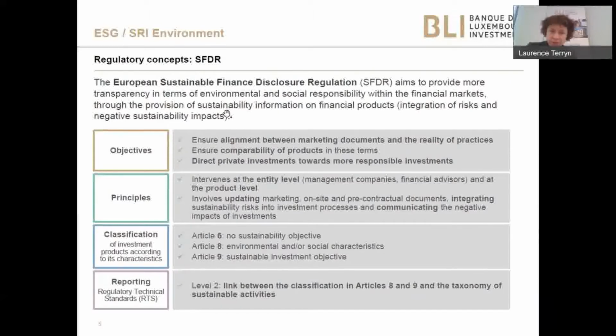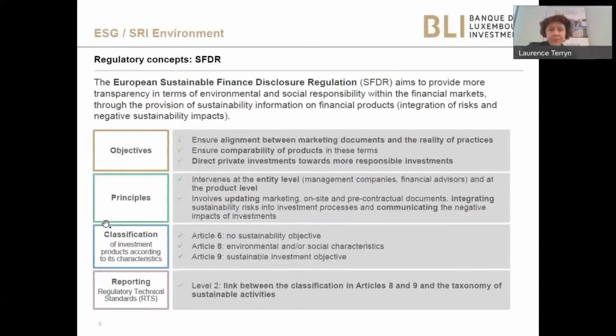I remind you of the broad objective. It's to ensure the alignment between the marketing and the reality of practice, to avoid in some way greenwashing. It's to ensure a kind of standard comparability of products in this area, of course, and then, as a broad objective, to direct private investment towards more responsible investment. As you know, transition for climate change and best social behavior have to be implemented with some money investment.